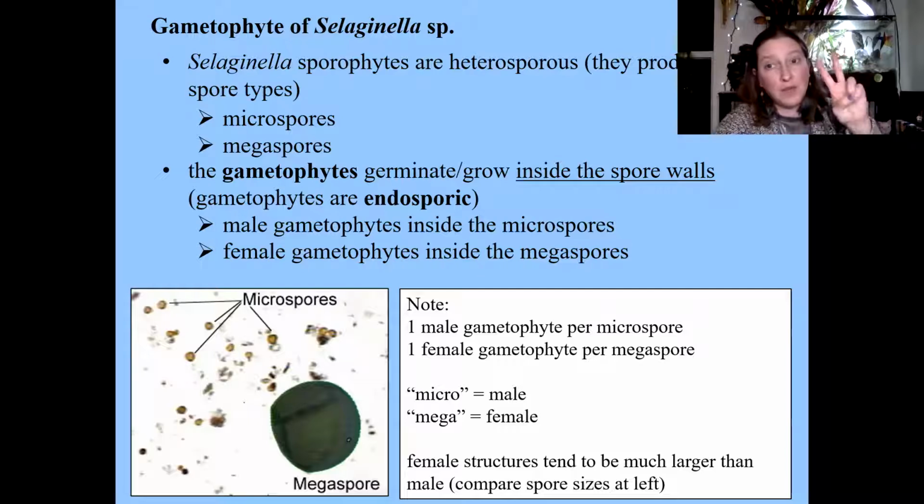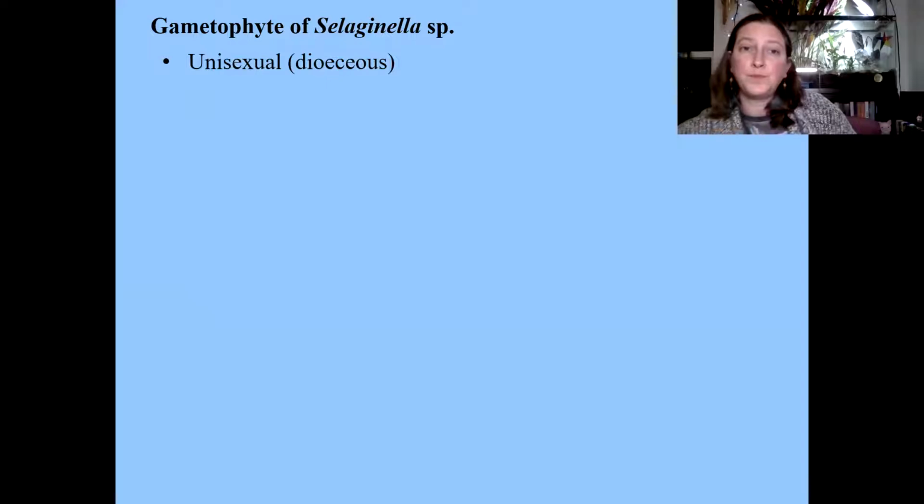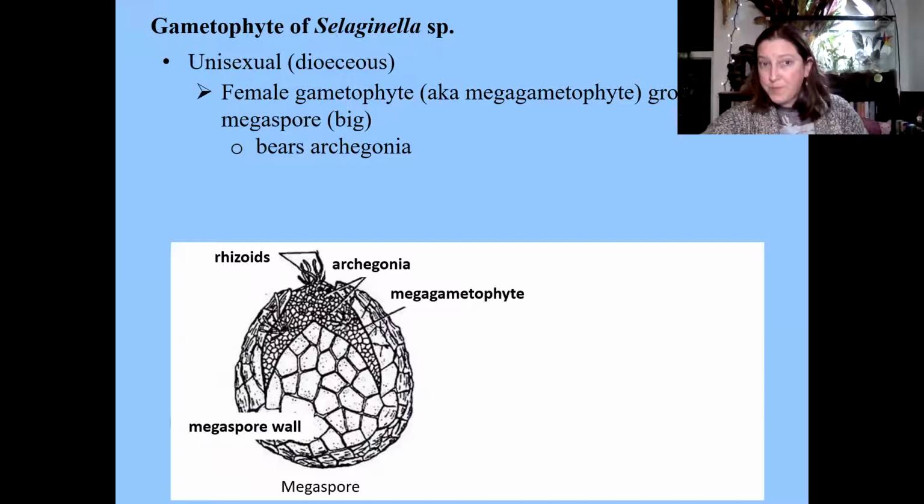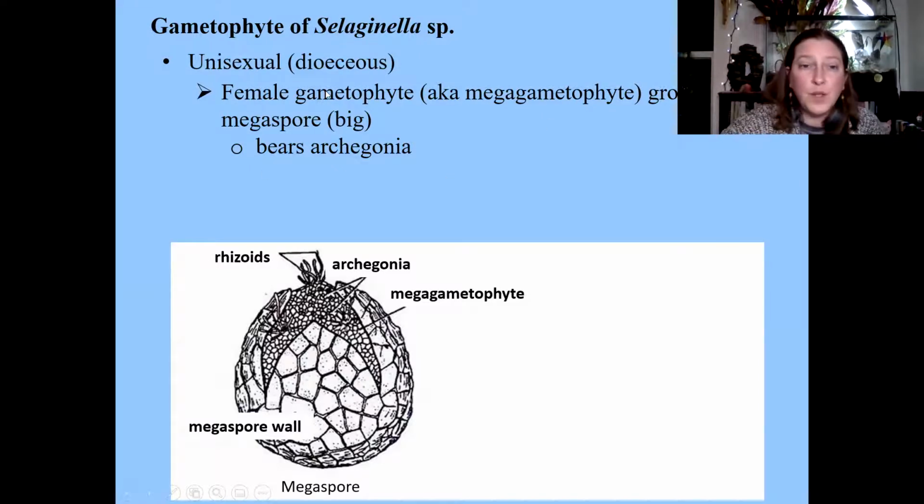So if you have two types of gametophyte plants, a male gametophyte plant and a female gametophyte plant, you're dioecious, right? Two houses. Yeah, you might see this term megagametophyte in some of your books, but it's the same thing. Female gametophyte is fine. So the female gametophyte grows inside of this megaspore.